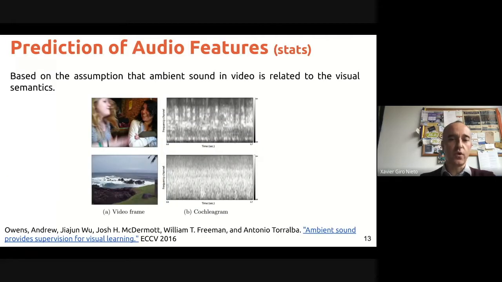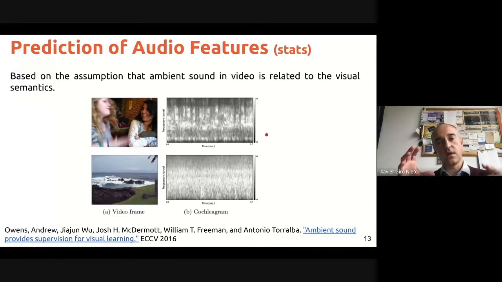There have been quite a lot of works, and many of them are from the team of Antonio Torralba and Bill Freeman at MIT, and they started this broad field in 2016 with this work, in which they trained a neural network that, given a video frame, predicts some statistics about the audio features. The basic idea they were exploring is that pixels are related to some ambient sound, and that a neural network can be trained in a self-supervised manner to more or less predict the ambient sound given an image.